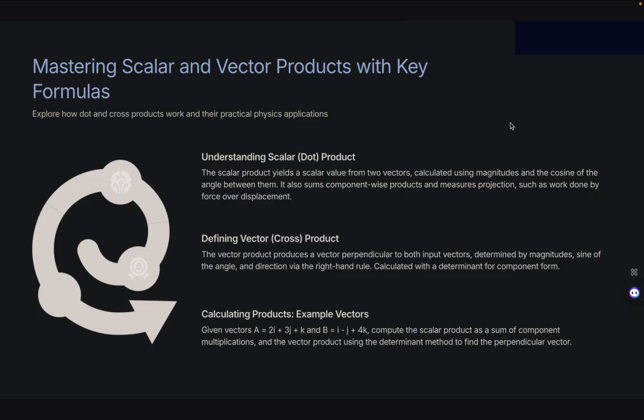So example of vectors. So here are two vectors. We have A, which is 2i plus 3j plus k, and b, which is i minus j plus 4k. So to compute the scalar product, you do the sum of the component multiplication. So similar to the example before, we have algebraic equation where if you were to calculate the sum of both, you'd have 3i plus 2j plus 5k.